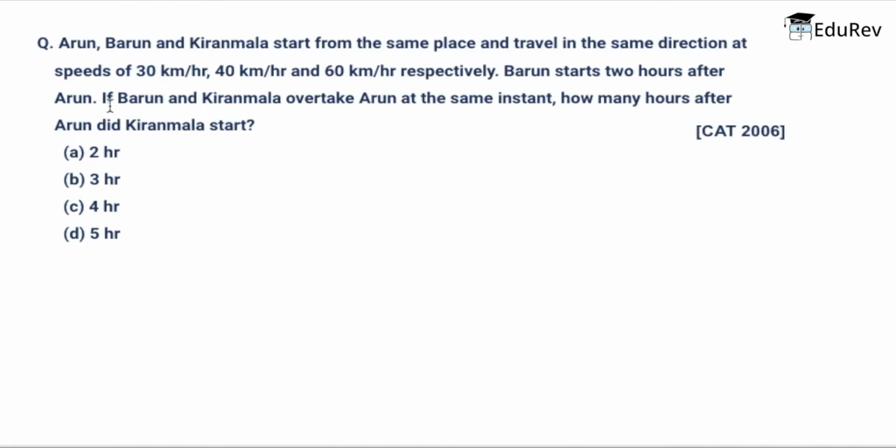Let's move forward, and there is one more question. Just see, it's a previous year question of the year 2006. Now, Arun, Barun and Kiran Mala start from the same place and travel in the same direction at the speeds of 30 kilometers per hour, 40 kilometers per hour and 60 kilometers per hour respectively. And Barun starts 2 hours later than Arun. If Barun and Kiran Mala overtake Arun at the same instance, how many hours after Arun did Kiran Mala start? Now let A, B and K represent the speed of Arun, Barun and Kiran Mala. Okay. So it's going to be what?